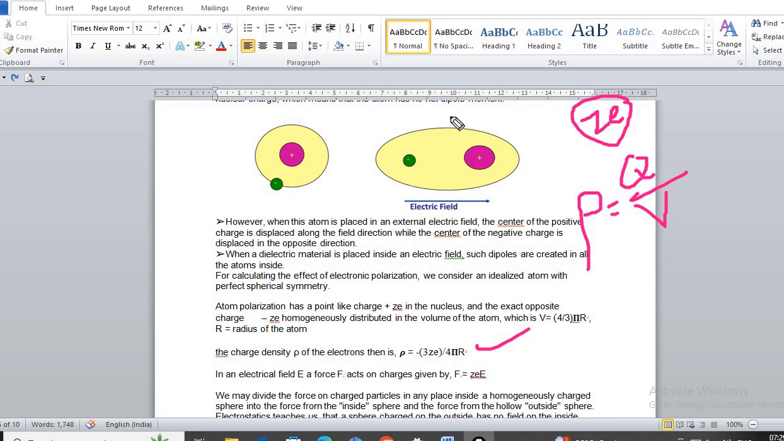Now comes the case of forces. As we have applied the field, obviously forces will be there. Initially the forces were balancing each other, there is no problem. The force is electric charge into electric field, so Q into electric field. What is Q? Q is equal to Z into e, into the electric field. So initially this was the equation. But what happens as you have applied the field? Something is changing.